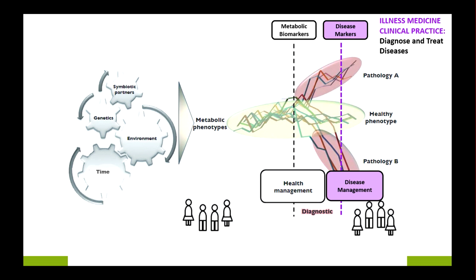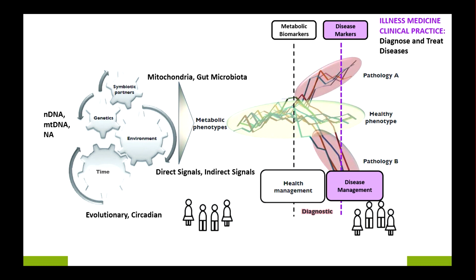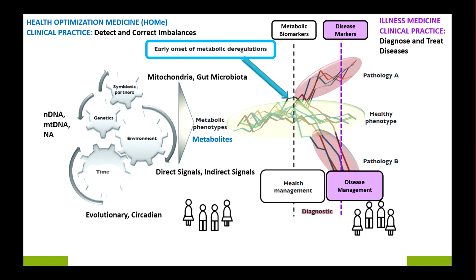And it turns out that these metabolites are actually influenced by genetics, such as your nuclear DNA, your mitochondrial DNA, your nucleic acids, your symbiotic partners, your mitochondria, which are your endosymbionts, your gut microbiota, which are your exosymbionts, your environment, the direct signals like your phototoxicity, light toxicities, indirect signals, and by circadian time and by evolutionary time. So this throws off a set of metabolites that we can then detect.